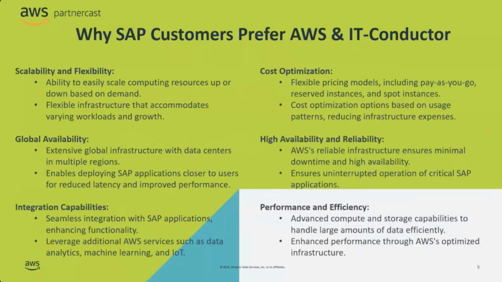Why AWS and IT-Conductor? We are similar, we share common DNA. Scalability and flexibility is built into our platform, just as on AWS. We have global availability. That means from anywhere in the world, you can access our platform and use it to orchestrate and automate your migrations. The integration capabilities of IT-Conductor are similar to AWS. You can plug in many different scenarios, particularly with SAP, lots of different products, solutions, platforms, OS, etc.